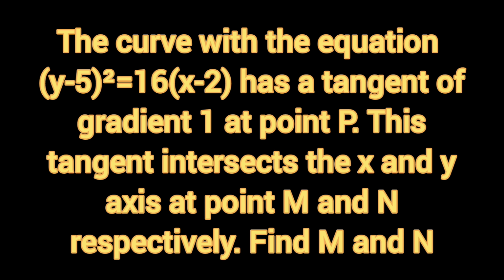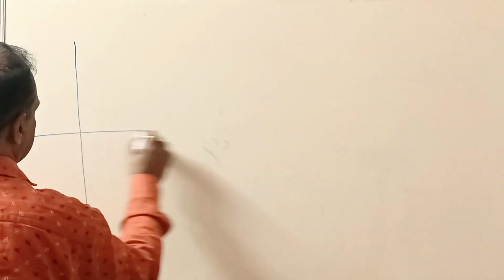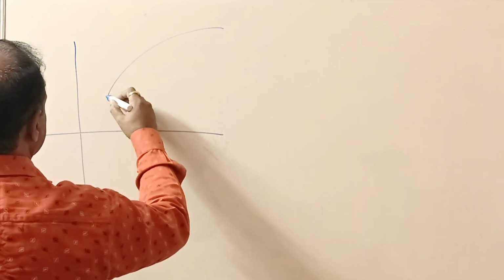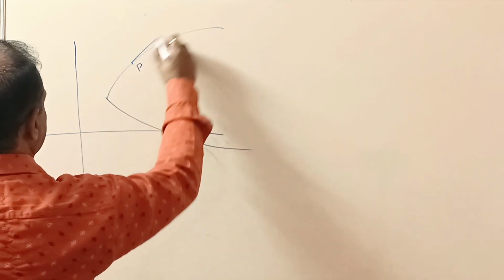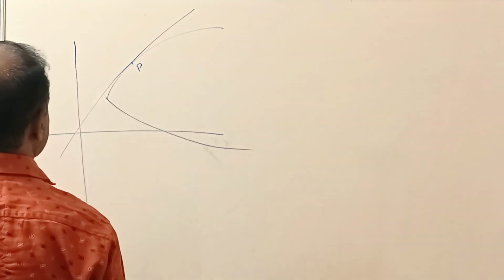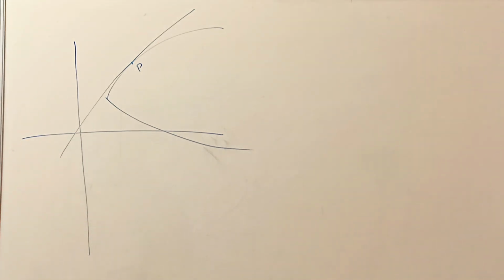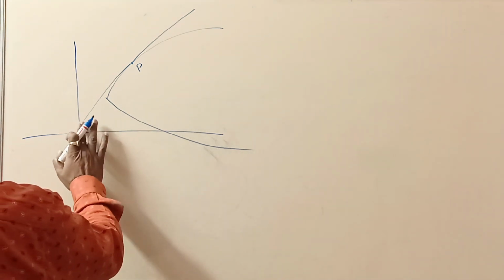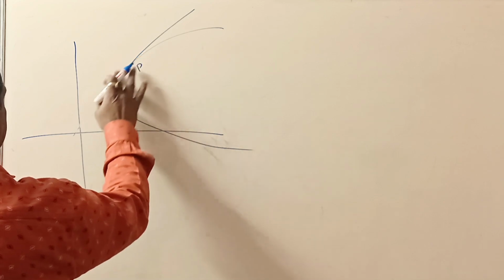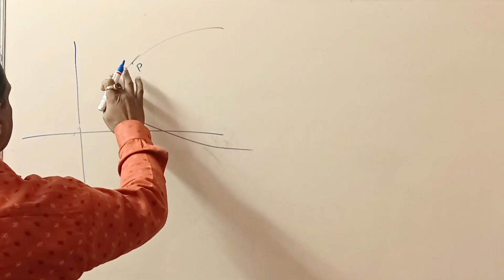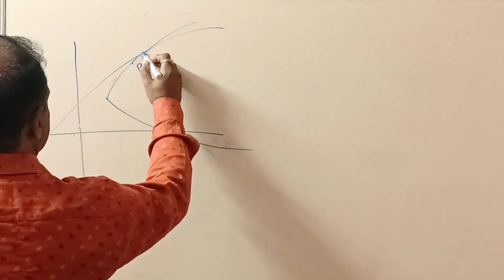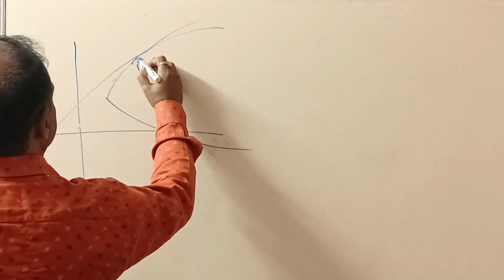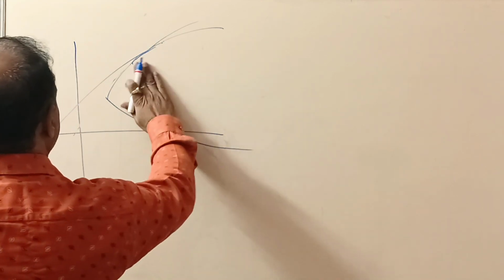The question says that you are having a graph with you. This is a graph. And here this is a point P. And on the point P you are having a tangent. The tangent has somewhat gone wrong. I have to make it again. Now I will draw this tangent from here. This is just fine. The tangent is a straight line. This is the point P.